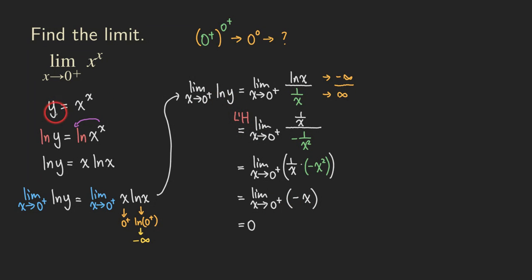But what we want is actually just the limit of y. So what can we do? We go back to the original problem now. The limit as x approaches 0 from the right side of x to the x is equal to the limit of y, right? Because y is equal to x to the x, so we can replace x to the x by y. And then we can rewrite y as e to the Ln of y.